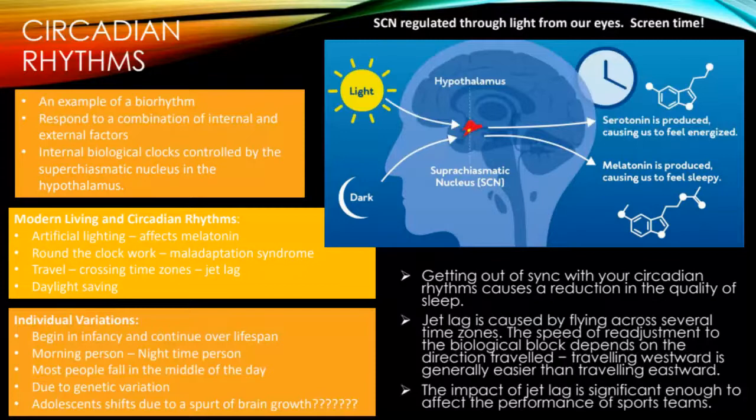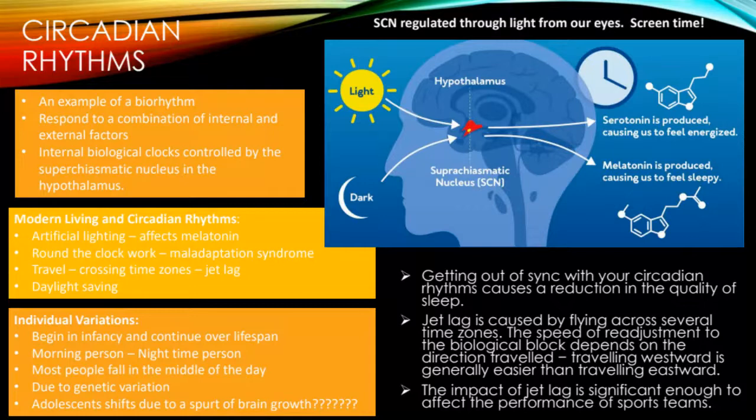So in modern living, as we live today, there are things that can impact on our circadian rhythms. A lot of artificial lighting affects the level of melatonin that's produced, which is what causes us to feel sleepy. Some people work round the clock, or they're night shift workers, so sometimes there's a maladaptation to the light and its regulation of the suprachiasmatic nucleus and the production of melatonin. So their sleep times may change or vary because they are working at night and sleeping during the day.